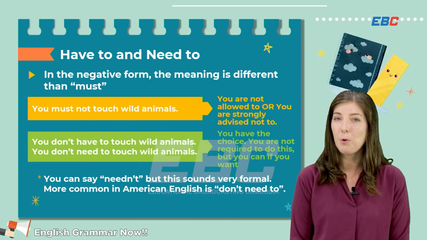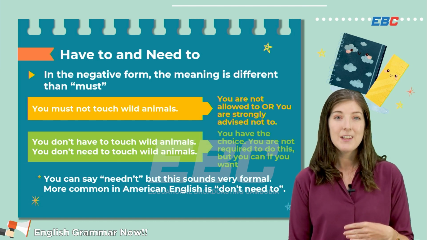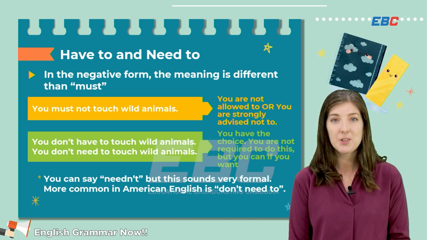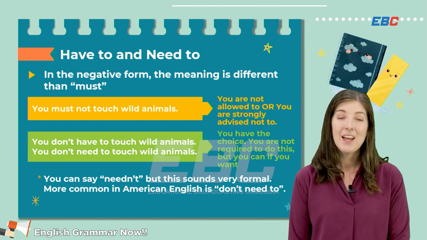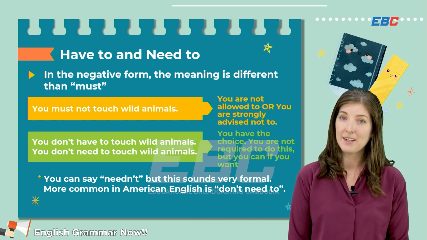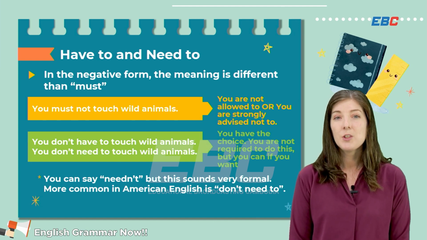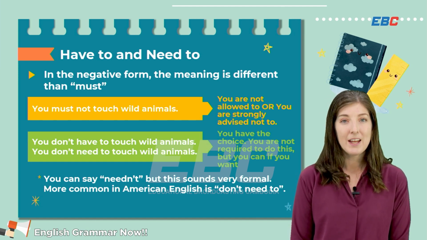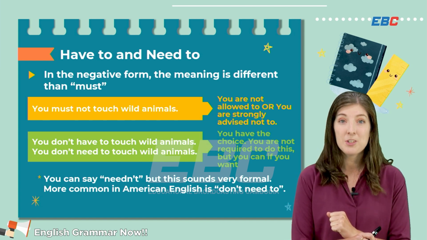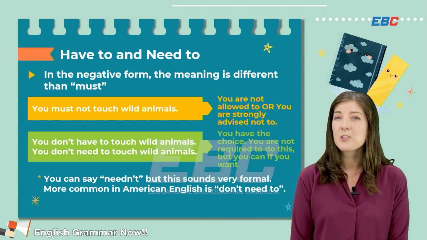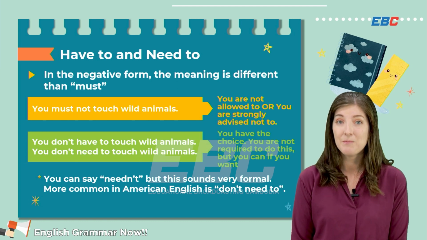There is an important difference between using must in the negative and using have to or need to in the negative. They do not mean the same thing. If you change must into the negative, adding not, in a sentence like this, you must not touch wild animals, the meaning of this sentence is, you are not allowed to do that, or you are strongly advised not to do that. It is a bad idea.